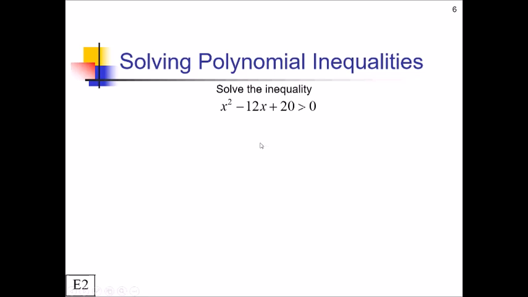All right. So I see here that this expression looks factorable. So again, with critical values, I'm trying to figure out what values will zero this thing out. So let me start by factoring it. Two things that multiply to 20 and add up to -12.